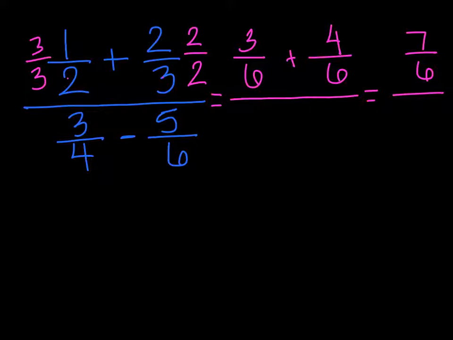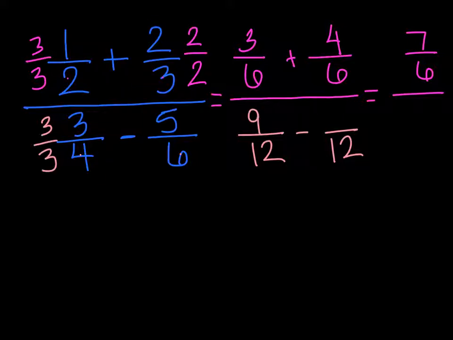Alright, now, on the denominator, I'm looking at a 4 and a 6, so I think my common denominator is going to be a 12. It means this guy gets multiplied by 3 over 3, so I got a 9. This guy gets multiplied by 2 over 2, so now I've got a 10. And if I subtract them, I get negative 1 over 12.